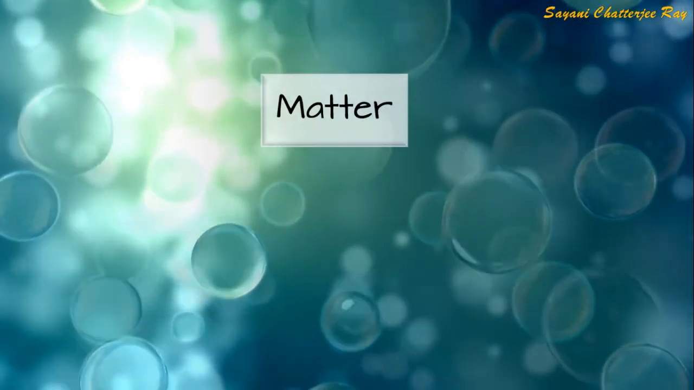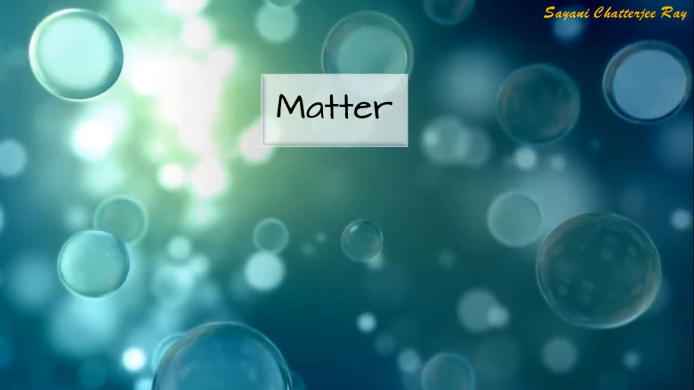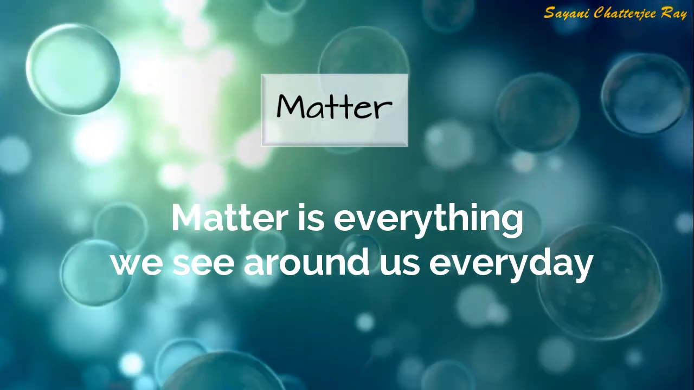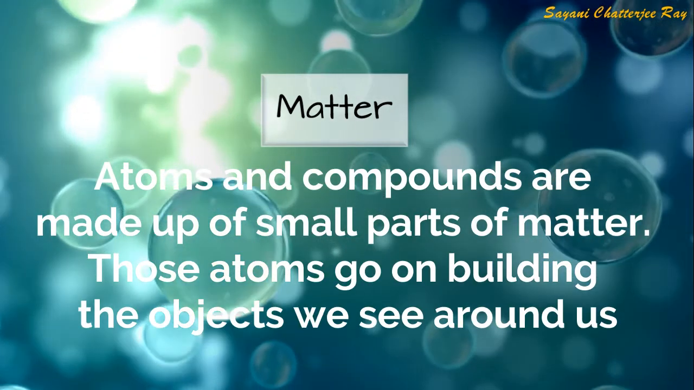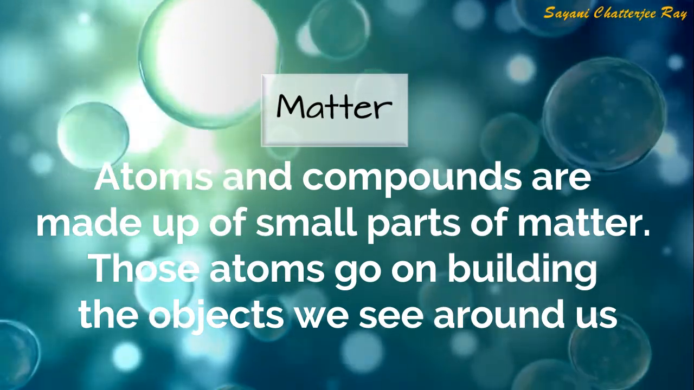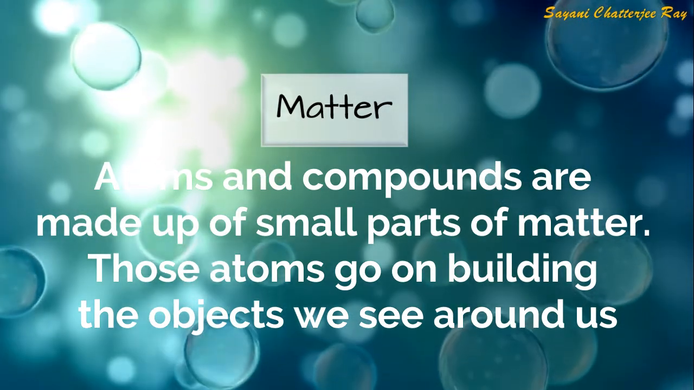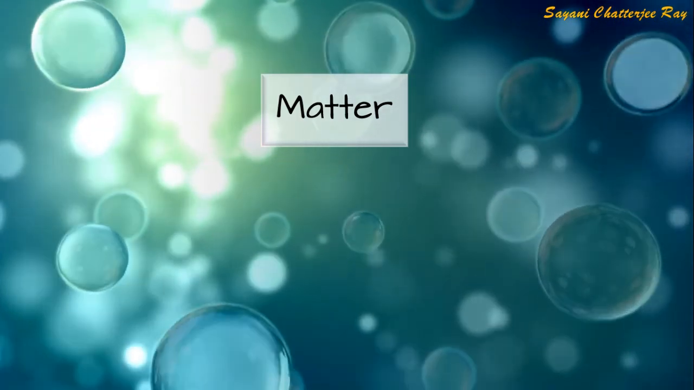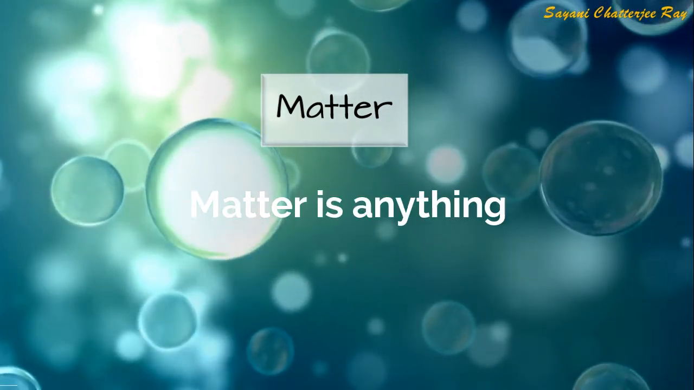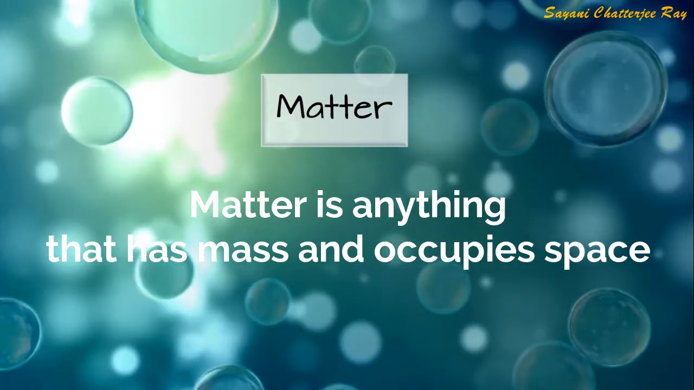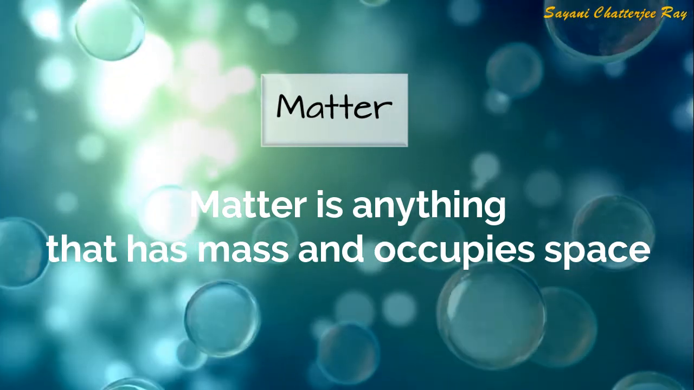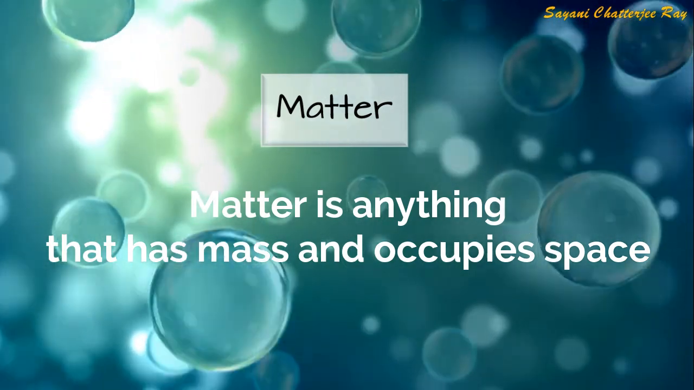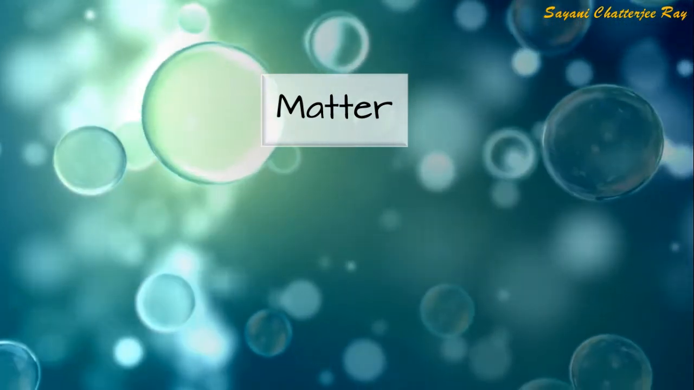My dear students, let us first understand what is matter. Matter is actually everything we see around us every day. Atoms and compounds are all made up of very small particles of matter. Those atoms go on building the things we see and touch every day. So how will you define matter? Matter is defined as anything that has mass and takes up space because it has a volume. Volume is the amount of space that something occupies.